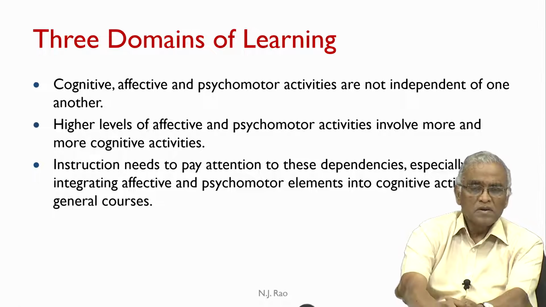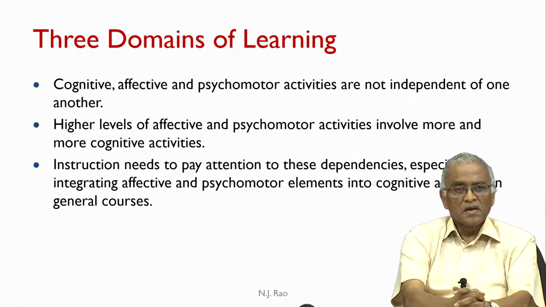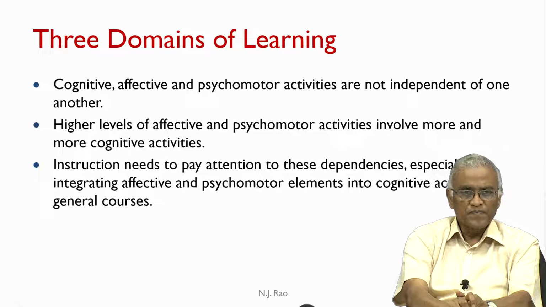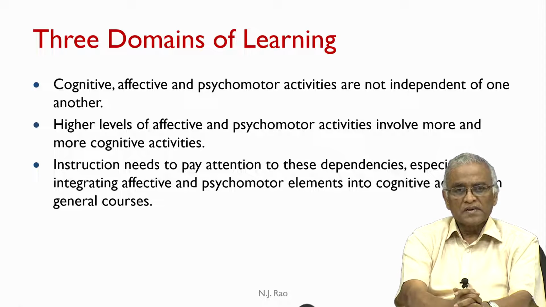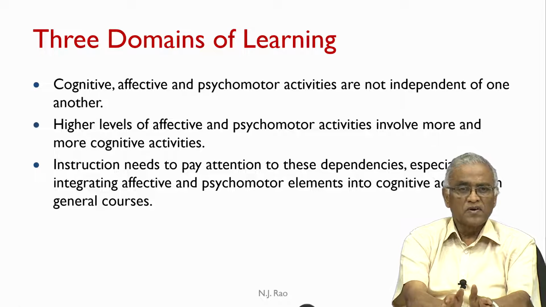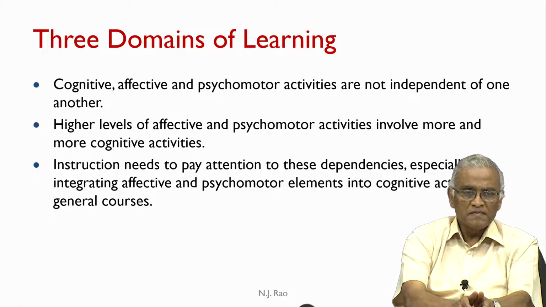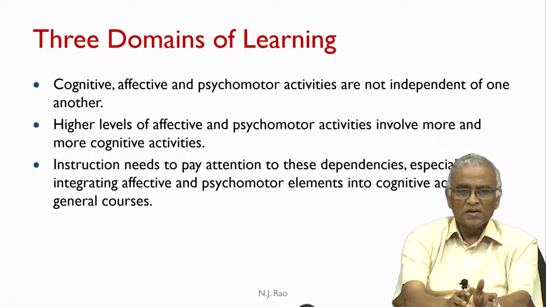Now having looked at the three domains, let us look at all the three domains together. Cognitive, affective and psychomotor activities are not truly independent of one another. Whatever activity you do, it could be dominantly cognitive, but the other two elements are present to varying degrees.